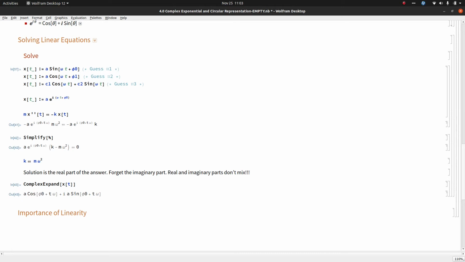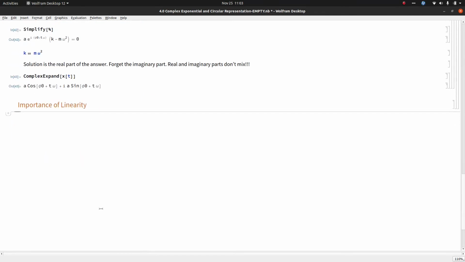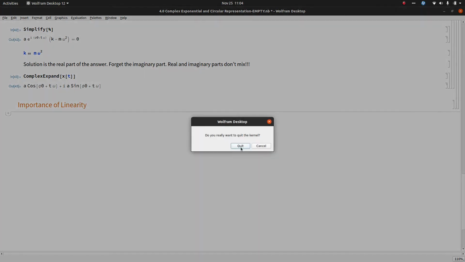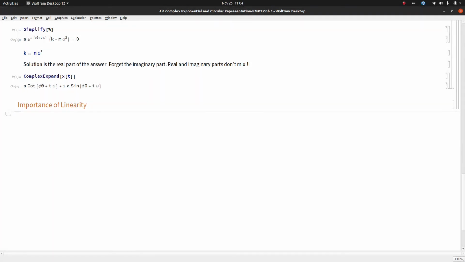The real and imaginary parts don't mix as long as you have a linear equation. And that's why the linearity of these equations is incredibly important. So I want to show that here and give you, I'll show you that they don't mix. And let me quit my kernel so we can start fresh here.